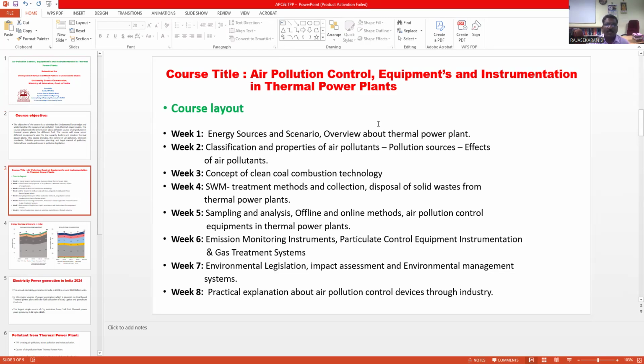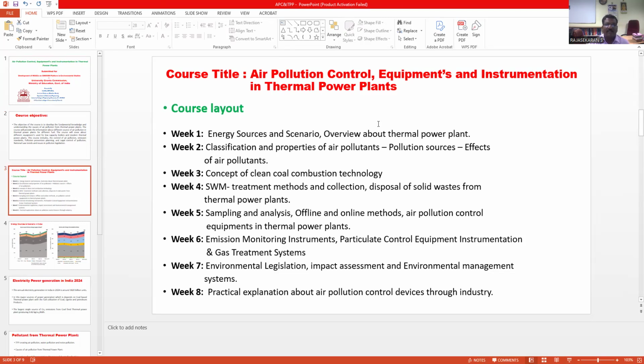In week 2, classification and properties of air pollution, pollution sources, effects of air pollution. A thermal power plant produces air pollution, water pollution, noise pollution, and other impacts to the environment.